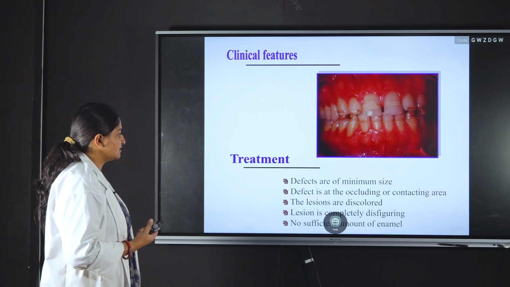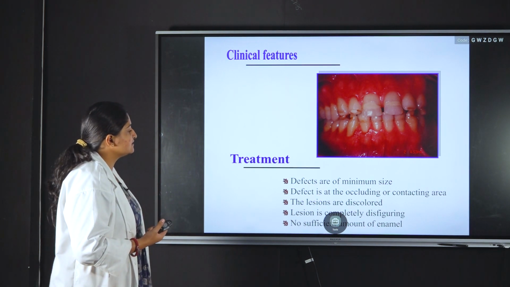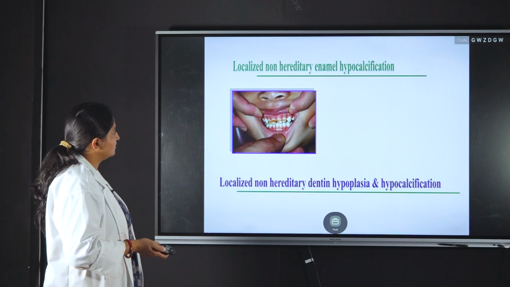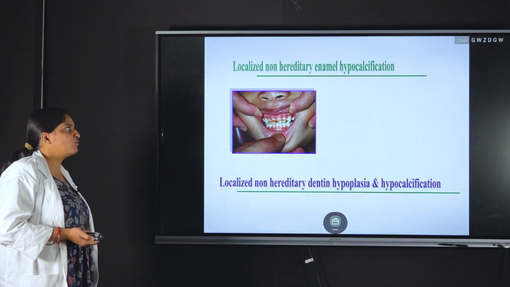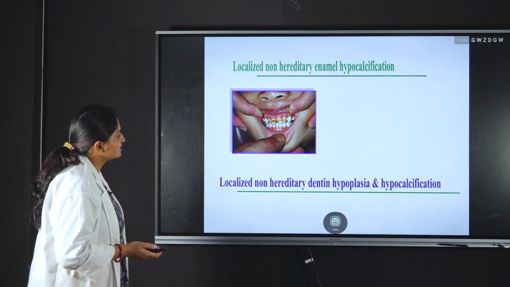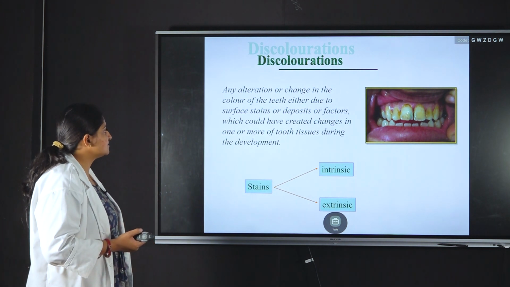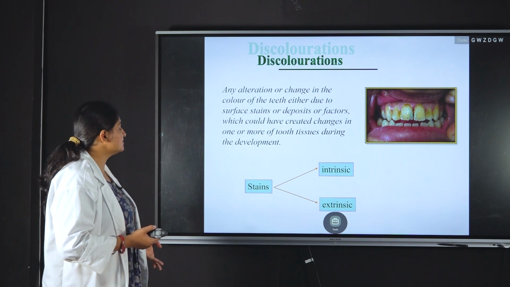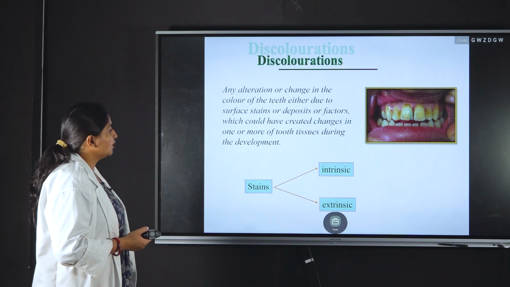The treatment: defects are of minimum size, and the defect is occluding or contacting an area. The lesions are discolored, the lesion is completely disfiguring, with no sufficient amount of enamel. So we can see here localized non-hereditary enamel hypocalcification, and localized non-hereditary dental hypoplasia and hypocalcification can be seen. And coming to the discolorations, any alteration or change in the color of the teeth, either due to surface stains or deposits or factors which could have created changes in one or more tissues during development.